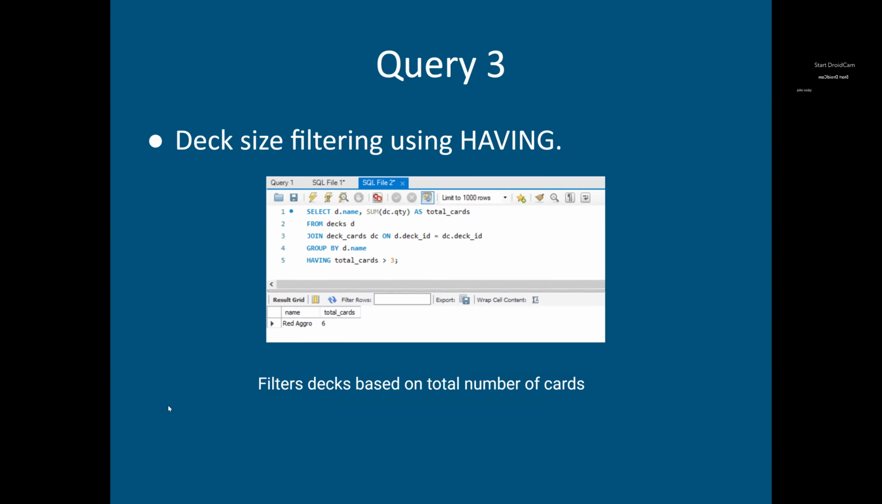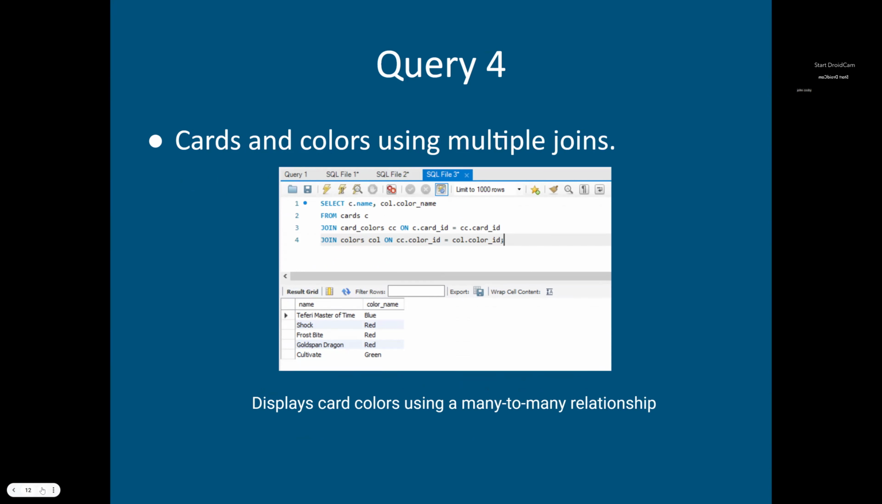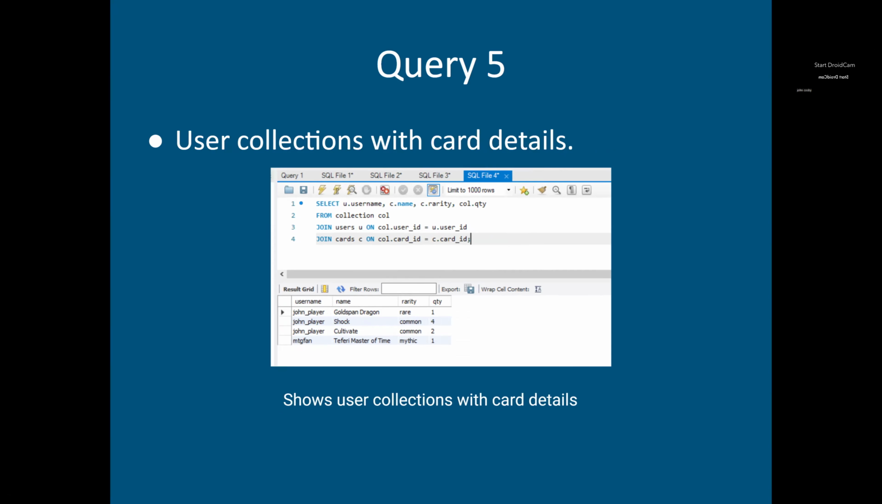This calculates the total number of cards in each deck and filters the results using a HAVING clause. It demonstrates how grouped data can be filtered. This displays each card along with its color by joining multiple tables. It demonstrates a many-to-many relationship between cards and colors. This shows each user's collection along with additional details like card rarity. It combines multiple tables to provide more meaningful information.